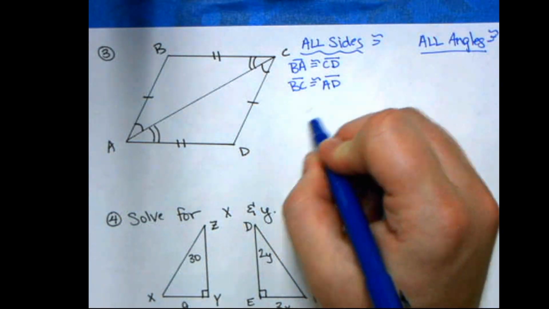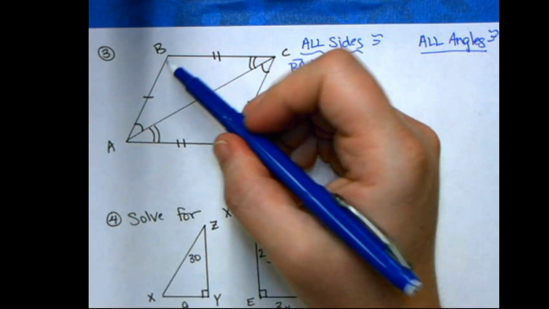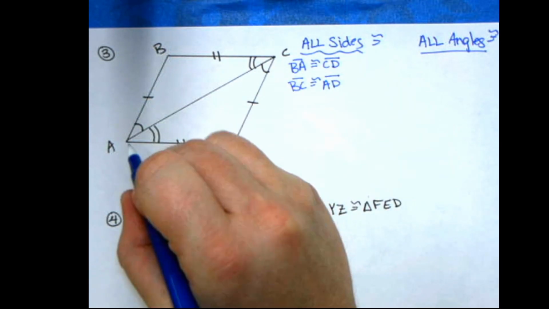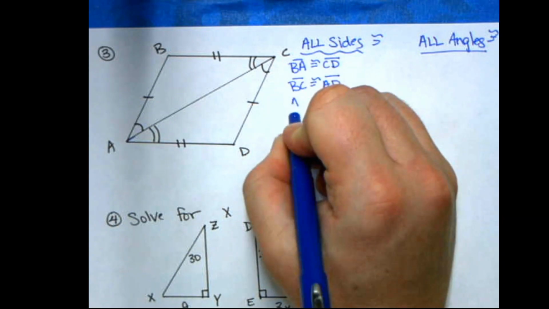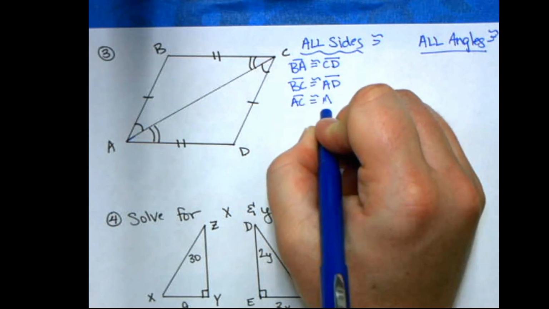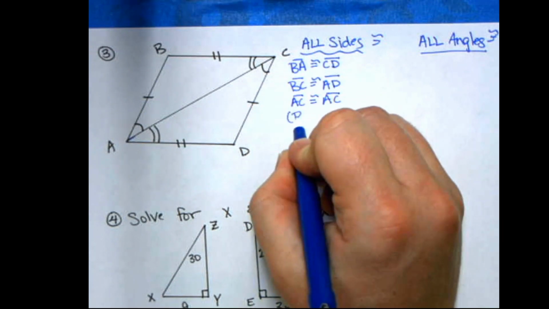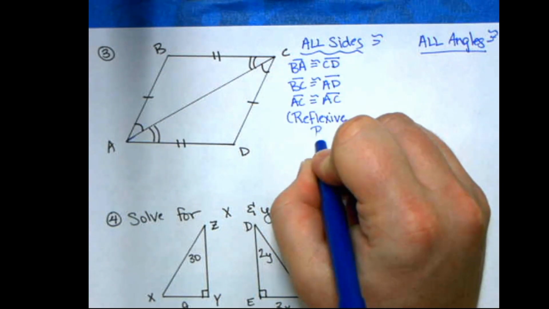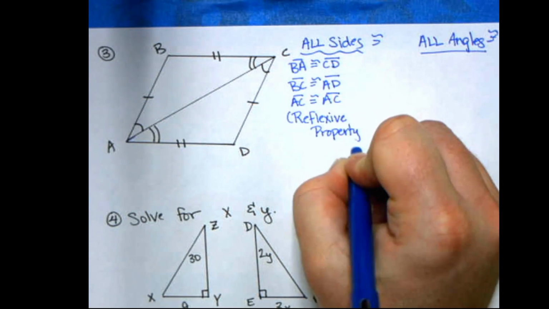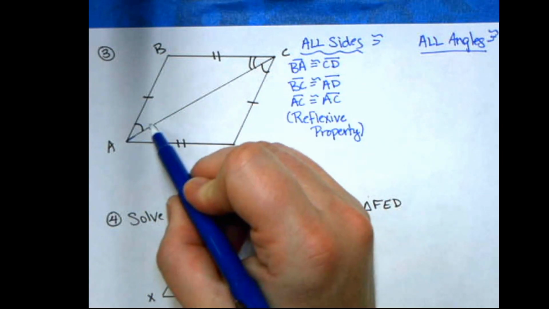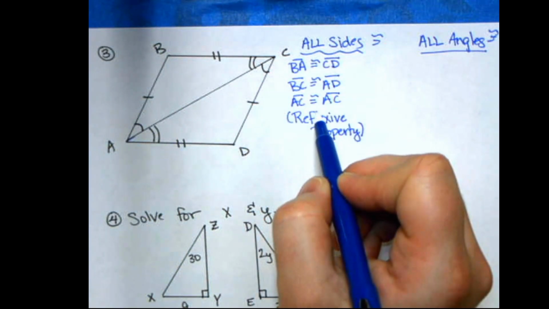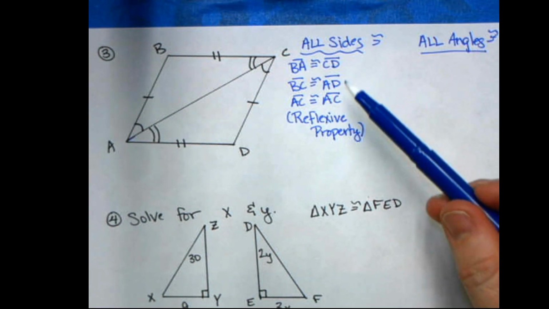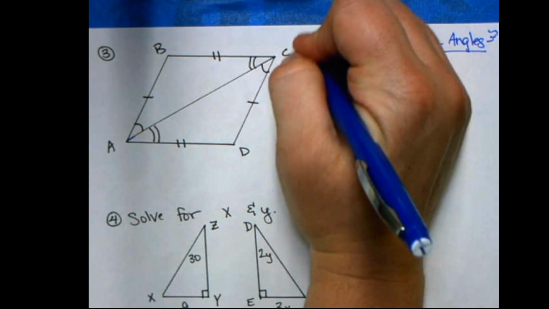What about a third side? So AC. I have two triangles, this one, ABC, and ACD. So AC here, we can say it's congruent to itself by what we call the reflexive property, because it's the same line. Because that's a shared side, it's congruent to itself by the reflexive property. So there I was able to write all three sides were congruent, so that checks off all the sides.